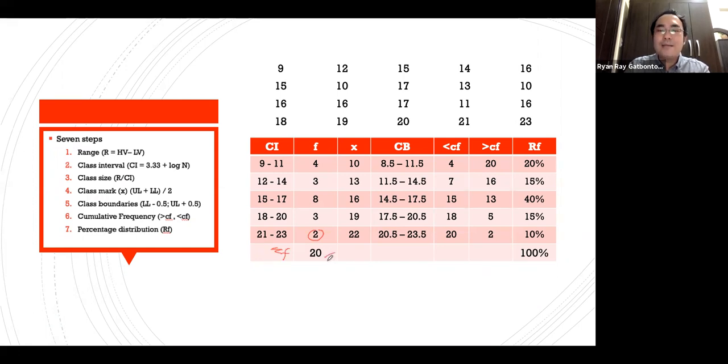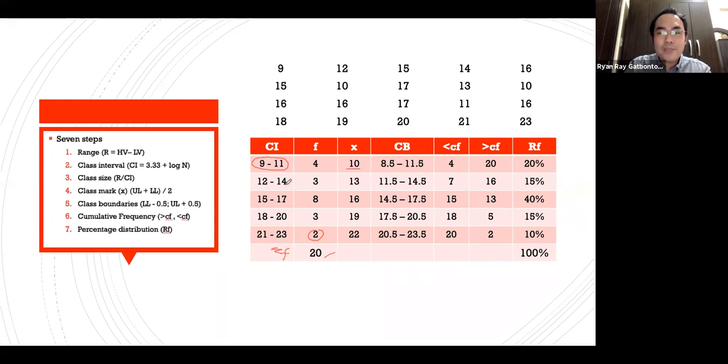The next step is to determine the class mark or the middle point. Based on our formula, it's the upper limit plus the lower limit divided by 2. So for this particular interval, 9 plus 11 divided by 2. So 9 plus 11 is 20. You divide it by 2, becomes 10.